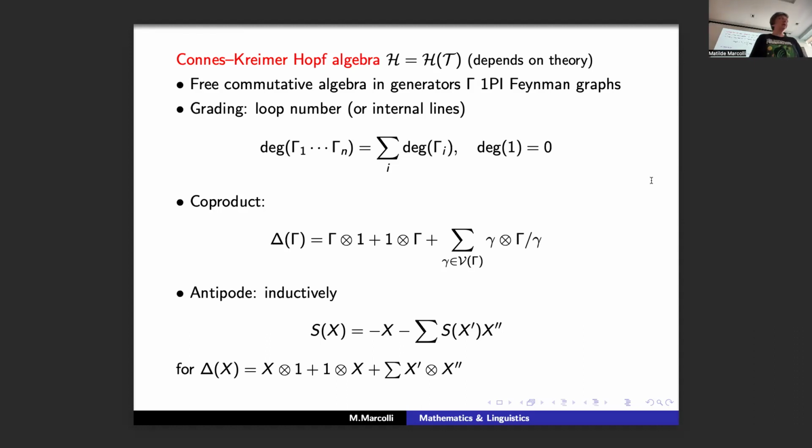So can you remind again, V gamma was the set of all subtrees, subgraphs, including the original graph, or not?